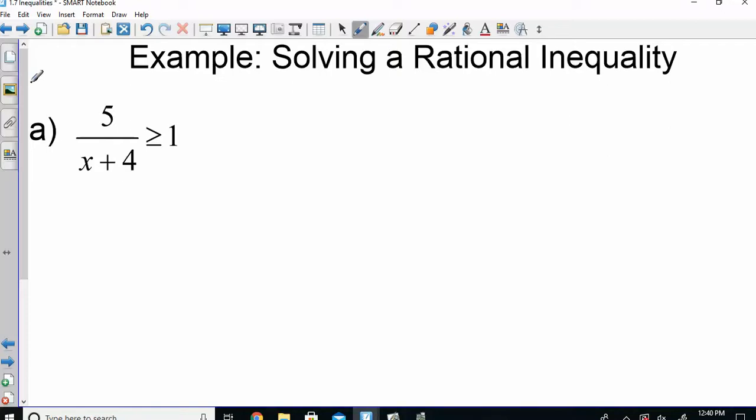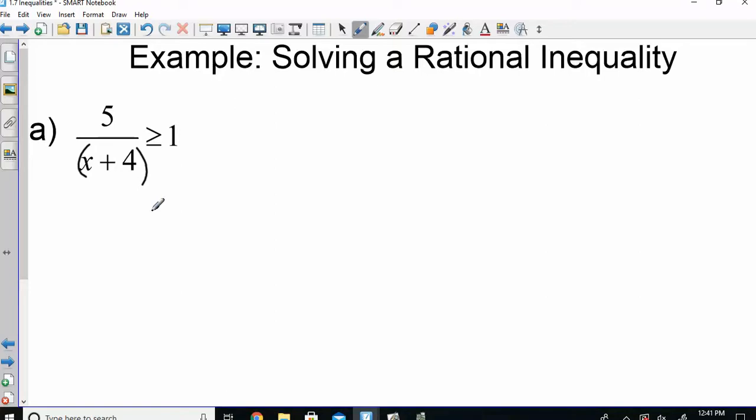If this were an equation, it wouldn't be any big deal to solve, because you would just multiply both sides by x plus 4 and get 5 equals x plus 4, and that's easy to solve, right? But we have a problem. I don't know what x is. Do you know if x plus 4 is positive or negative? No. Why does that matter? Yeah, if you multiply by a negative, it flips the inequality. So since I don't know if this is positive or negative, I don't know if I would flip my inequality or not, so I can't multiply it over.